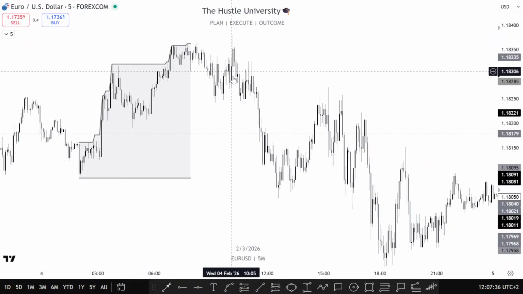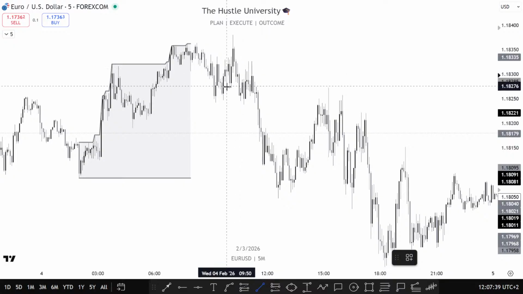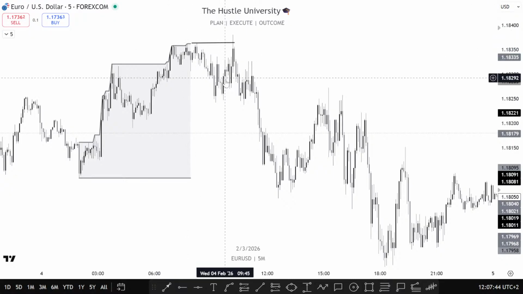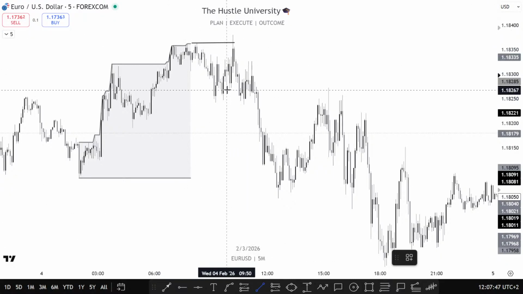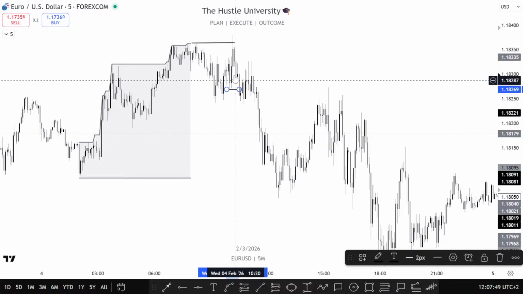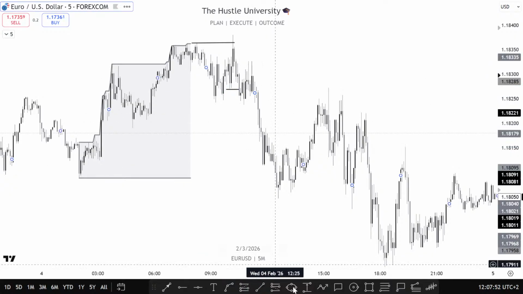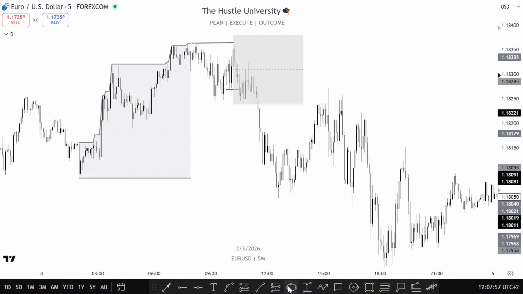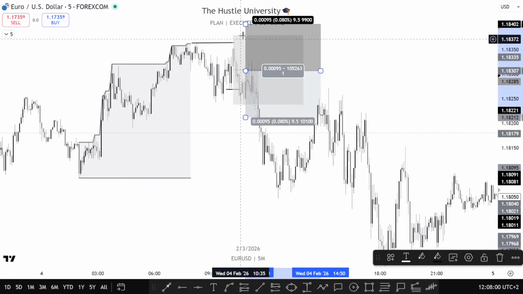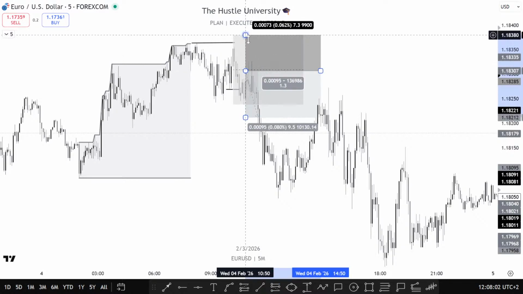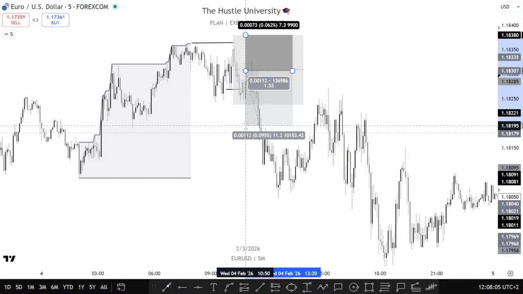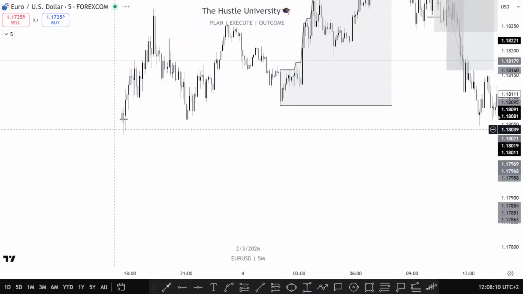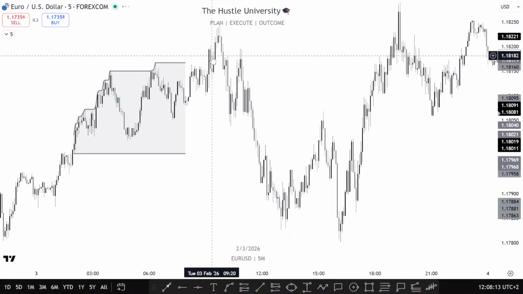Sweep of the high also, market structure shift. And we did have a change in state of delivery also happening, so that was a bonus. 50% equilibrium, stop loss, 1:2. You see, win. So you can actually flip your account like this, right?